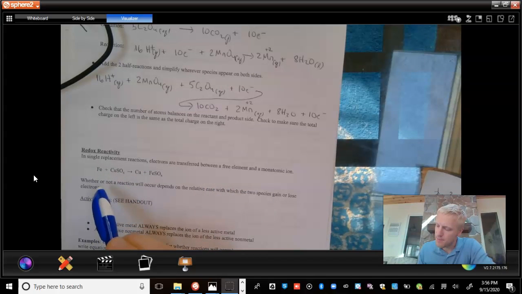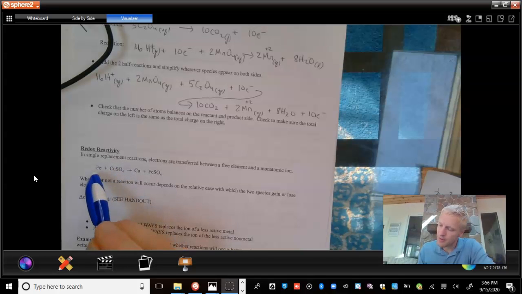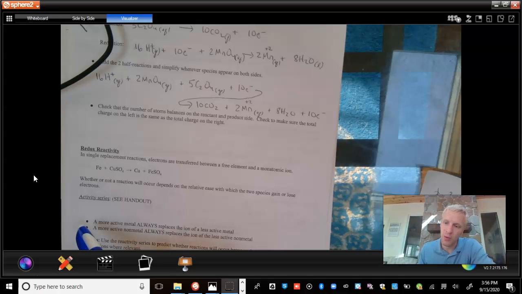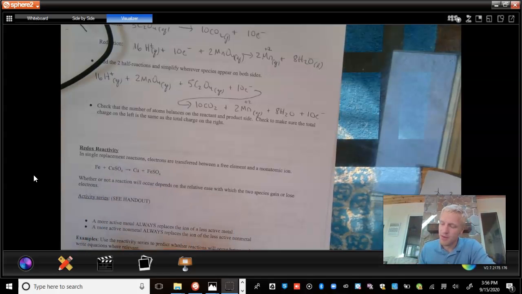So here's a monatomic ion, copper, and here's a free element. The one that oxidizes more, or more readily loses electrons, is what's going to end up in the compound. So what you need to do is be familiar with the activity series. Let's see if I can find it.